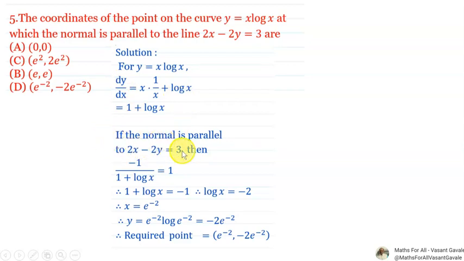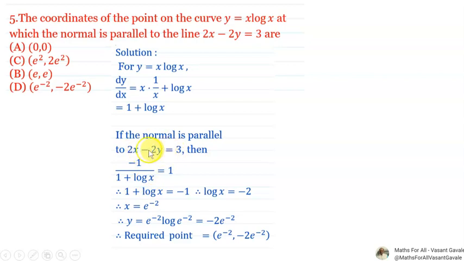If the normal is parallel to this line, that is 2x minus 2y is equals to 0, then what is the slope of this line? The slope of this line is 1. Therefore म्हणजे हा tangentचा this is the slope of the tangent. Then what is the slope of the normal? म्हणजे 1 plus log of x चा minus and reciprocal करायचा. That is equals to minus 1 upon 1 plus log x.